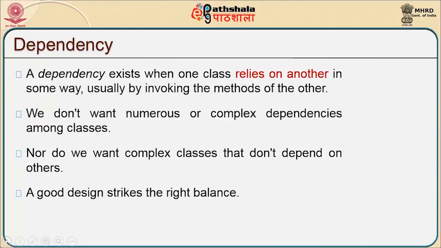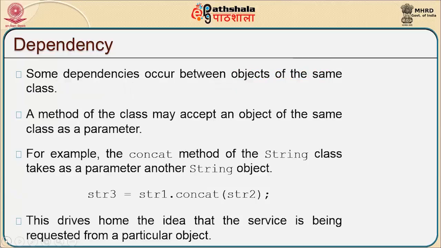When we create dependency relationships, a dependency exists when one class relies on another in some way, usually by invoking a method of the other. We don't want numerous or complex dependencies among classes. Making it more complex doesn't serve the purpose. Nor do we want complex classes that don't depend on others. A good design strikes the right balance, so we should have appropriate dependencies mapped.